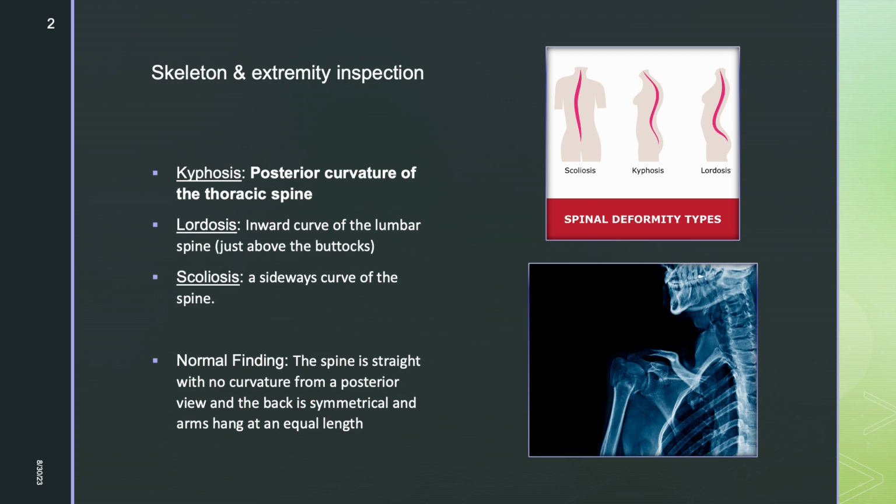Lordosis is going to be an increased curve towards the front of your body in the lower back or in the neck area. Again, kyphosis is a rounding of the spine in the upper back that can look like a hump. And then scoliosis is when the spine curves from side to side in an S-shape formation. Or it can also go into a C-shape rather than just being straight.